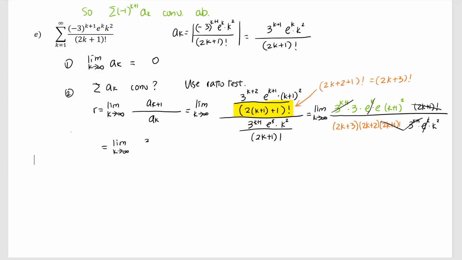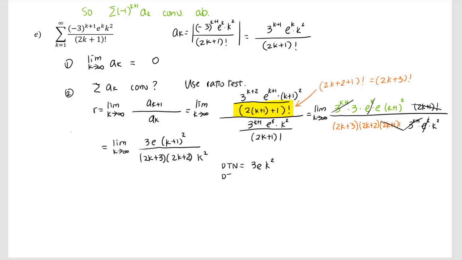So we have 3e^k plus 1, squared. The bottom we have 2k plus 3, 2k plus 2, and k squared. Alright, what is the dominant term of the numerator? The dominant term of the numerator is 3e times k squared.